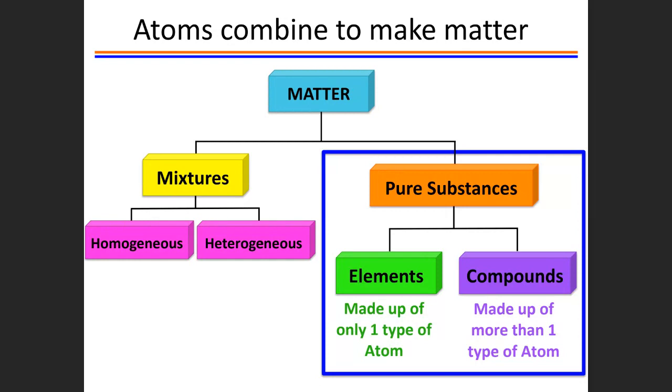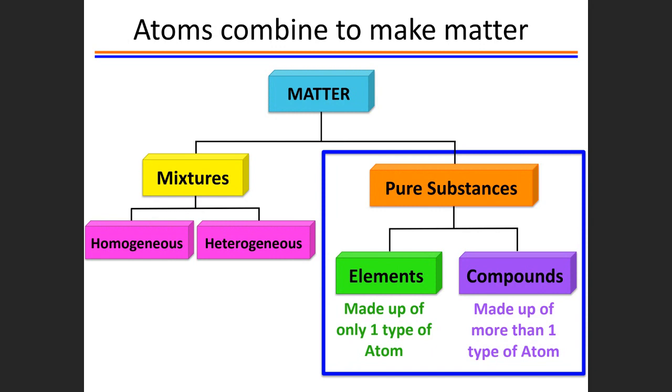Pure substances are elements and compounds. Elements, we already know from the periodic table. Elements are pure because they are 100% pure; we cannot break them down any further. And compounds are formed when more than one atom, in an appropriate ratio, combine together by chemical bonds and make a new compound. That's called a compound.